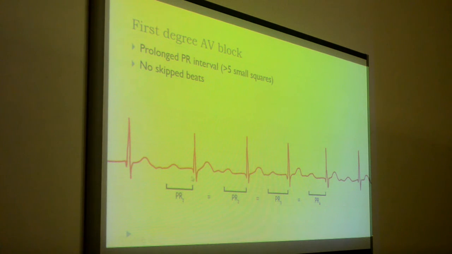Basically what's happening, the AV node is not conducting as well as it should be. The impulses are becoming very slow through the AV node. So that's why you get a prolonged PR interval.